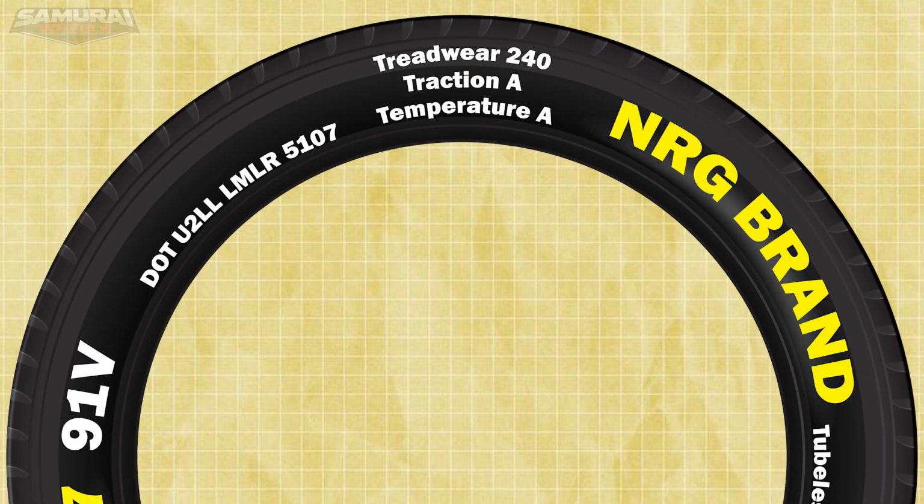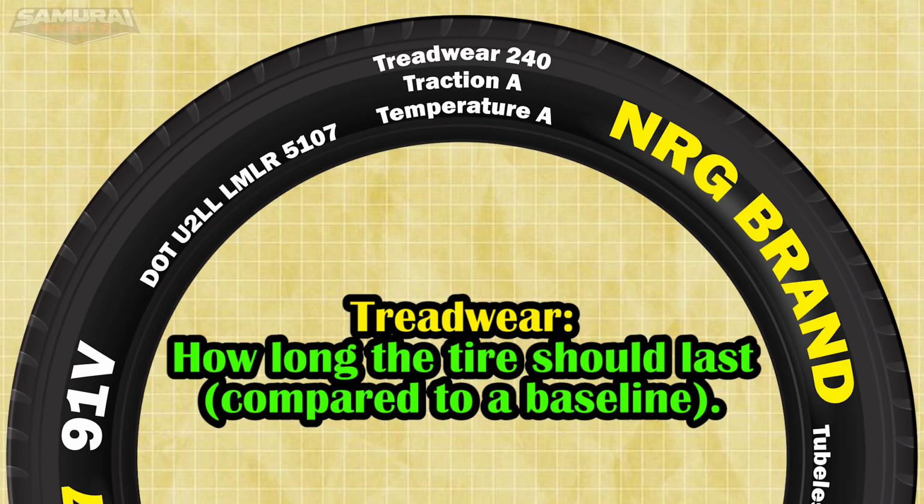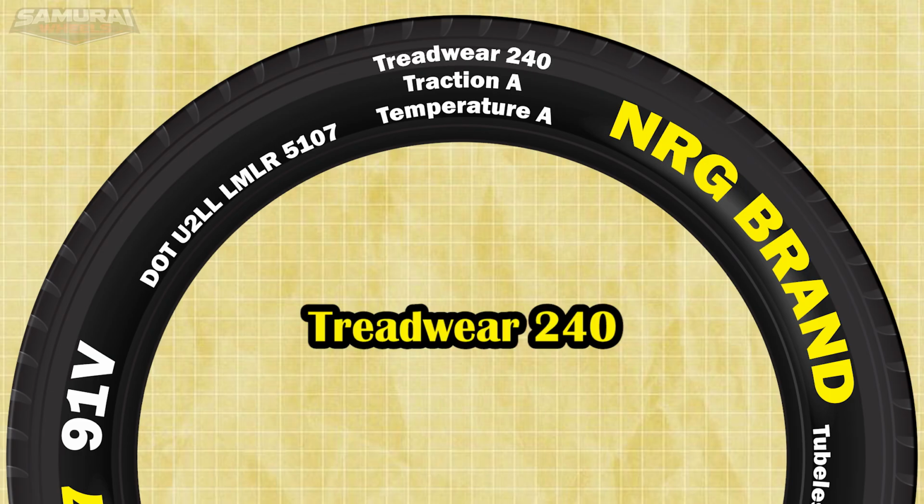Wear, traction, and temperature grades. These characteristics of passenger tires are displayed according to the Uniform Tire Quality Grading, US standard only. Tread wear: how long the tire should last compared to a baseline. The higher the number, the longer the tread is expected to last compared to a standard tire rated at 100.